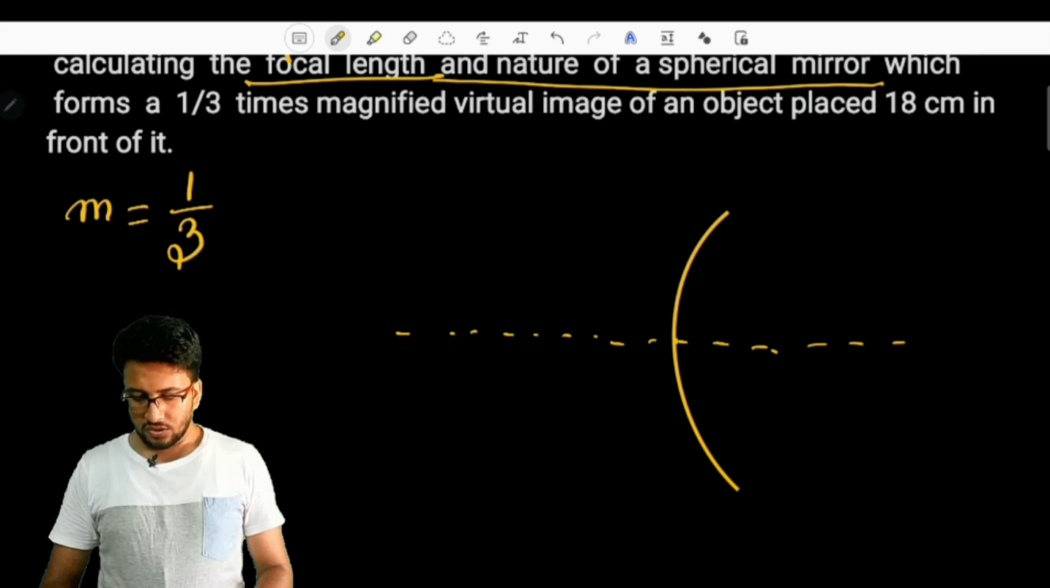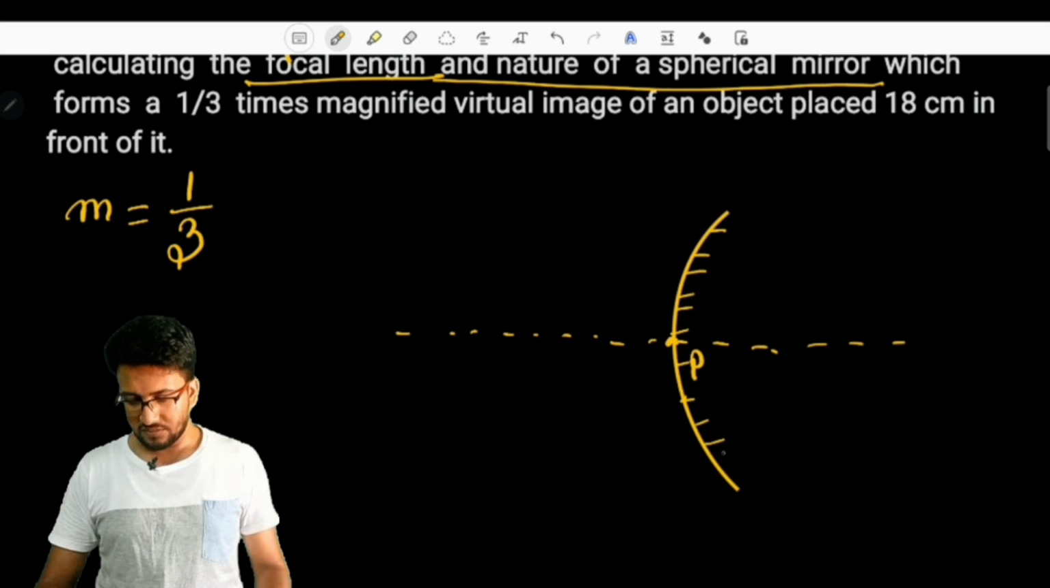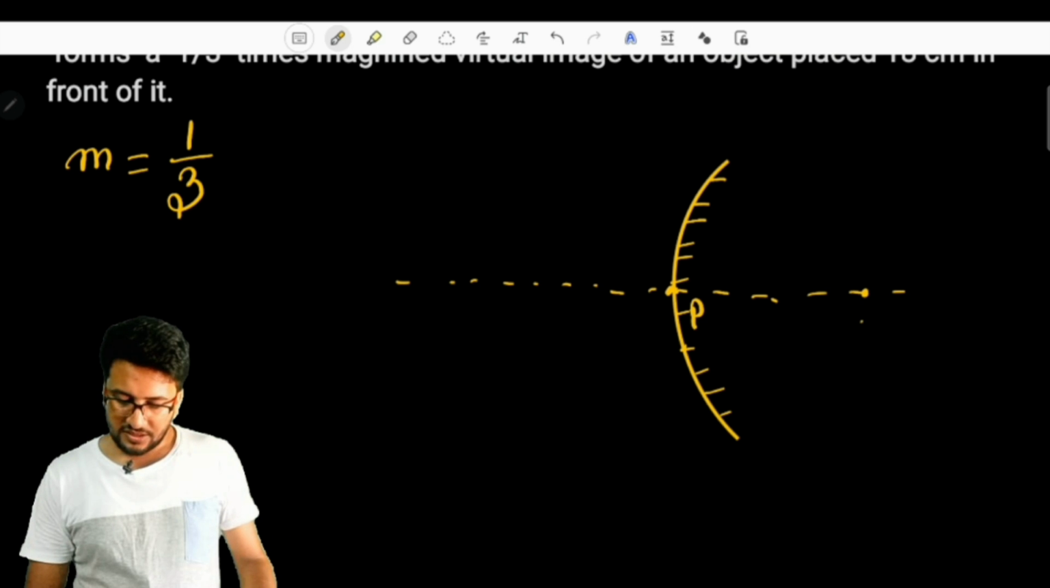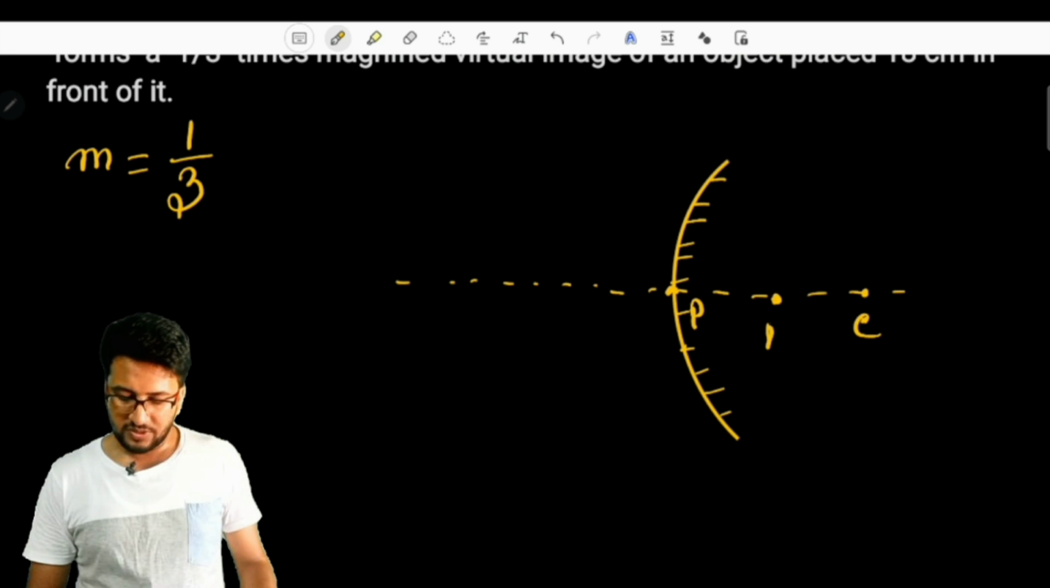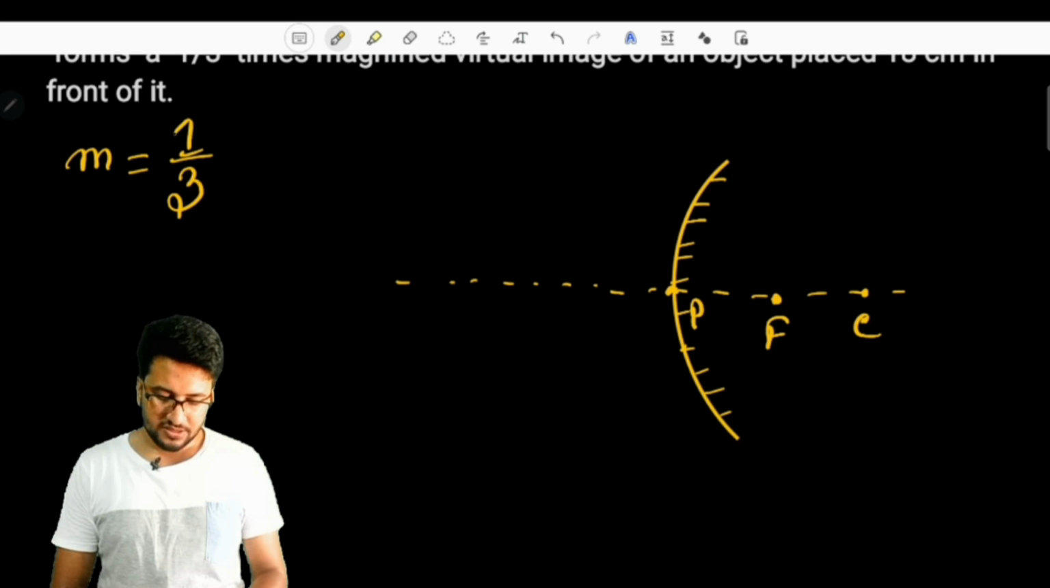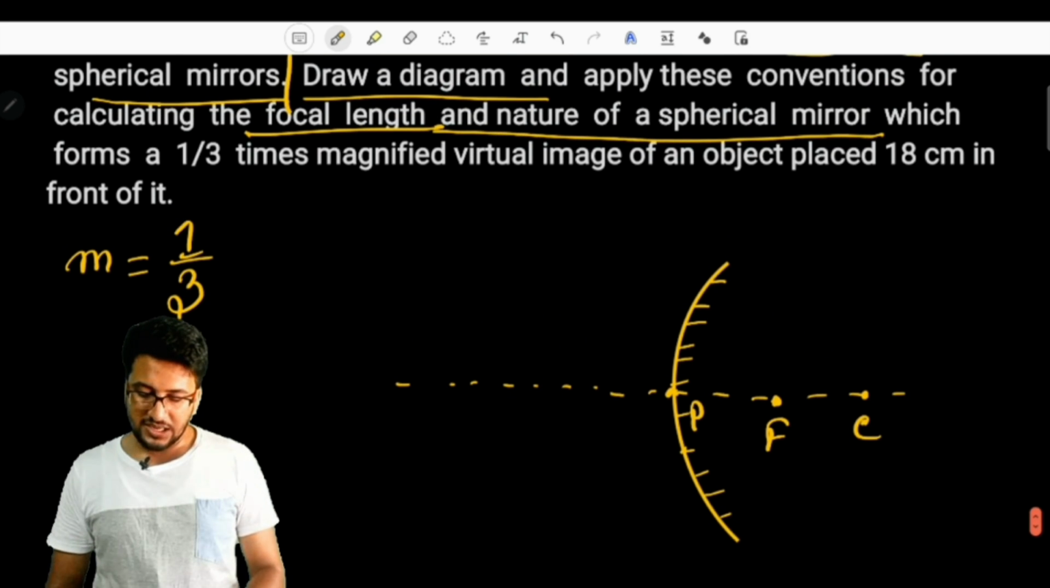Fine. So this will be the pole, this bracket is colored, these things you have to fix very nicely. I am doing rough here, and this will be your center of curvature and this will be your focus. Now you see what is happening. Is any other clue given?